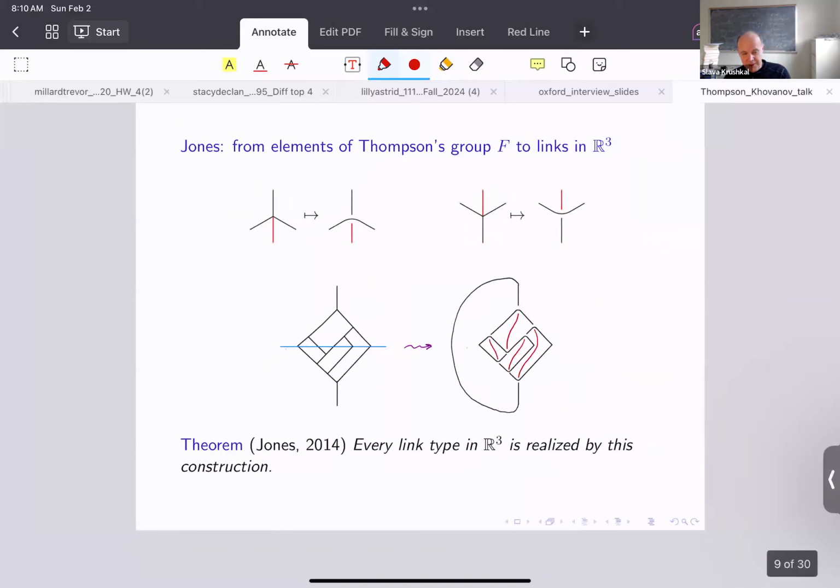And in that paper in 2014, Jones also proves the Alexander type theorem that every link in 3-space is realized by this construction. So there exists an element of the Thompson group that creates that link. What is unknown is the analog of the Markov theorem for Thompson groups. It is unknown what a set of Markov moves is. It's definitely true that many different group elements give rise to the same link type, but it's unknown what the precise set of Markov moves is. So this is to be contrasted with a theorem that we're going to prove for tangles that I'm going to describe in just a couple of minutes.